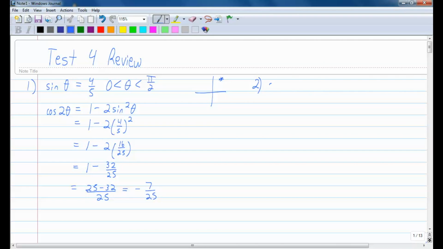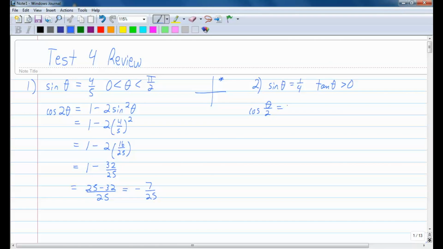Number 2, we're given that the sine of theta is 1/4, and we're also told that tangent is greater than 0. That means tangent is positive. We want to find the cosine of theta over 2. So we need to figure out which quadrant we're in. If sine is positive and tangent is positive, there's only one quadrant where sine and tangent are both positive, and that's the first quadrant. So we're in the first quadrant again.